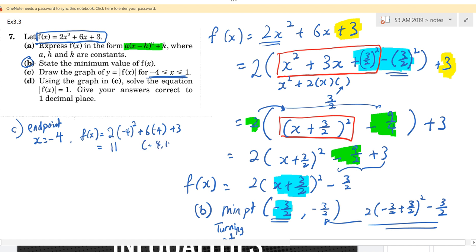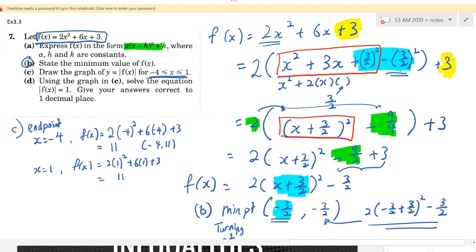Now try again. x equals to 1. 2 times 1 squared plus 6 times 1 plus 3. What do you get? 11 again.